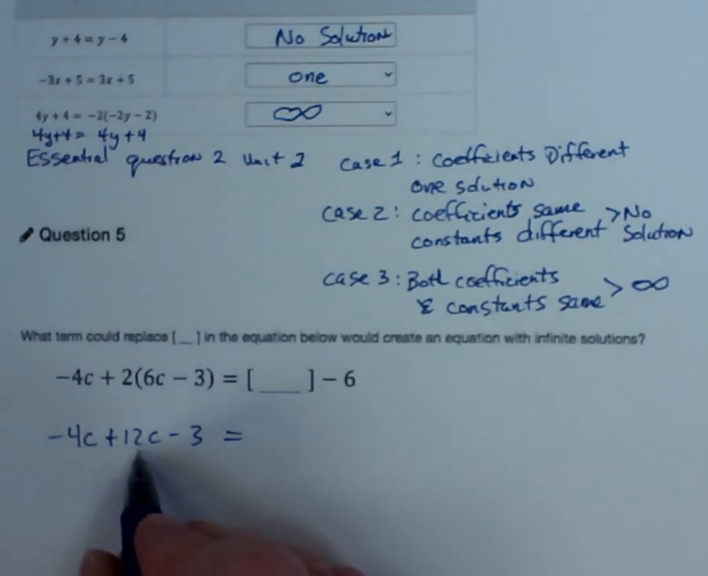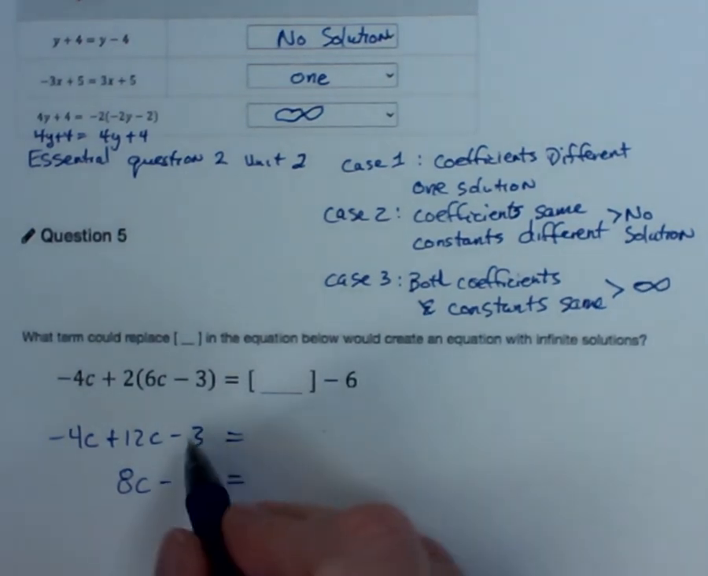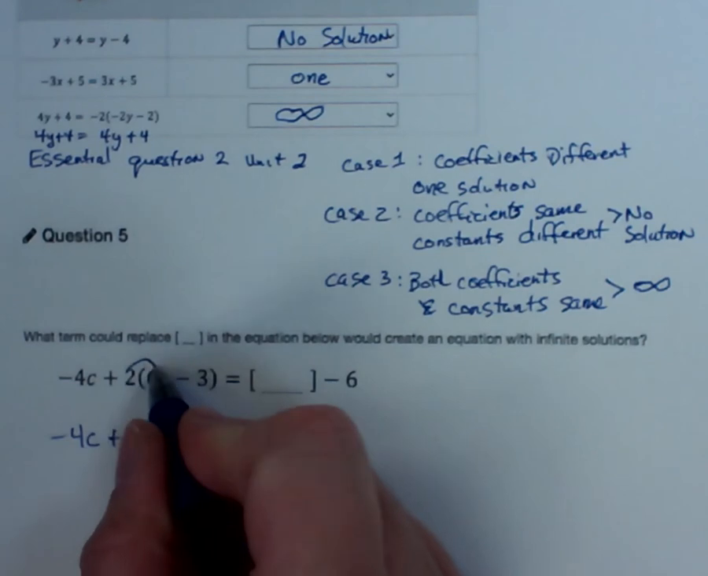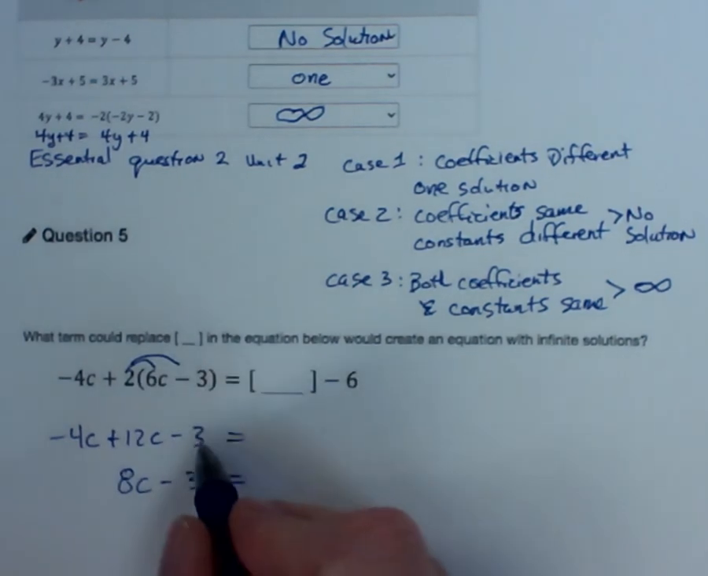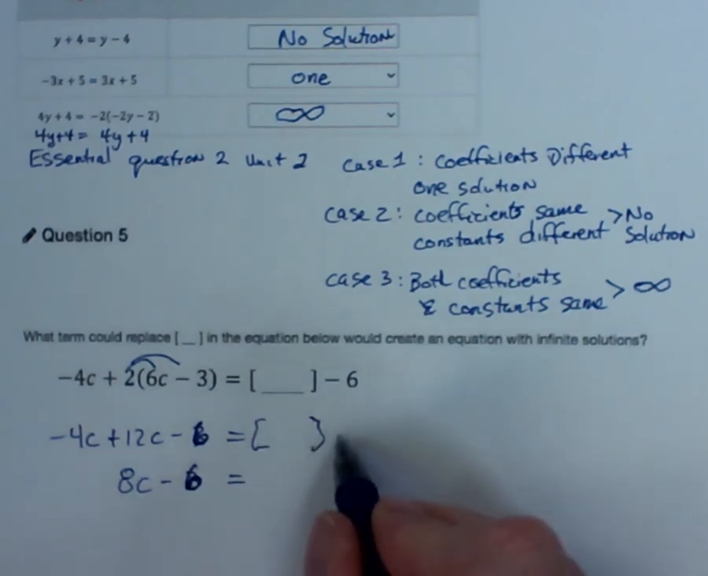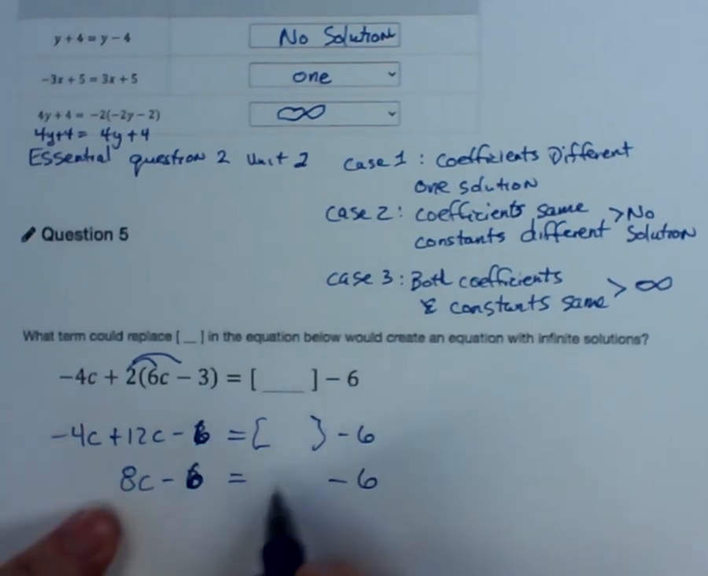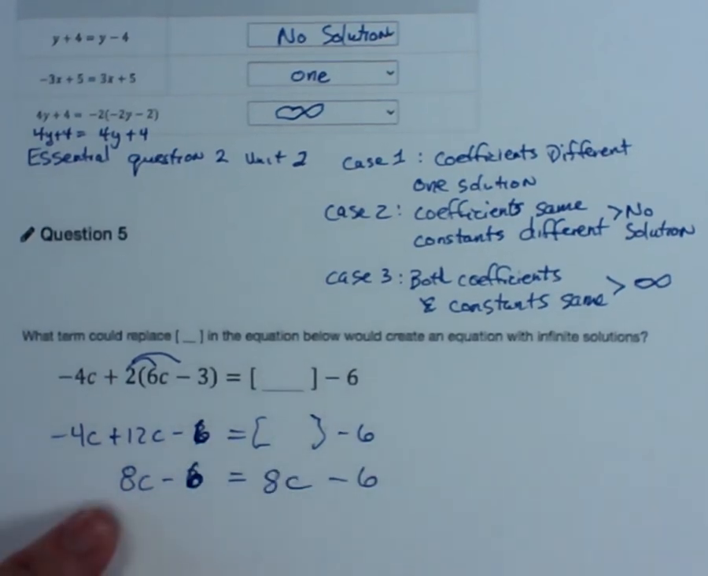Combining negative 4c plus 12c, you get 8c minus 3. Oh, I made a mistake already. I didn't distribute. It's minus 6. Now it's fitting. We have the minus 6. To make infinite solutions, we just need positive 8c.